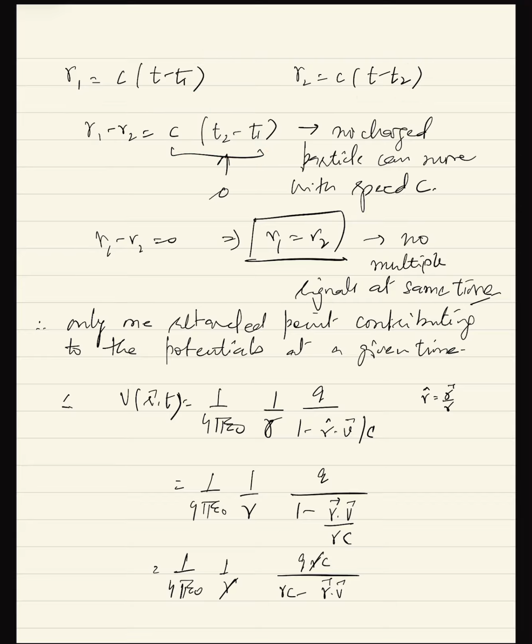So it means r1 minus r2 is the position vector of the observer and the source, and this is equal to the speed of light multiplied by some time gap, right? So it is giving you the false information that the source is traveling with the speed of light, which is not possible because no charged particle can move with the speed of light. It means r1 minus r2 should be equal to 0, or r1 is equal to r2, or it means there is no multiple signal coming from the trajectory at the same time to the observer. So only one retarded point is contributing to the potential at a given time, right?